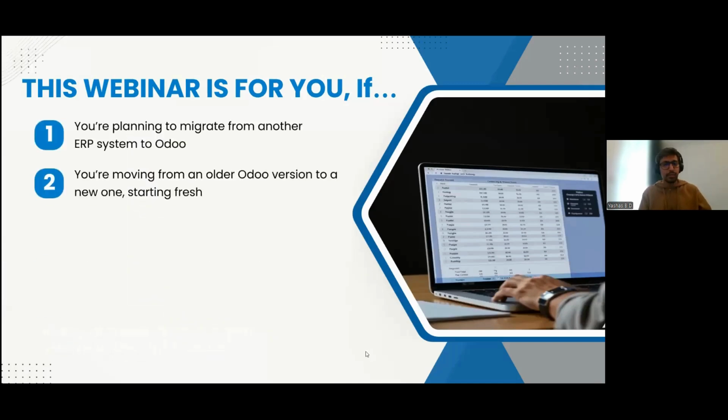This webinar will be most applicable for anybody who is planning to migrate from one ERP tool to another. For example, it could be SAP or Microsoft, or Tally or Sage, or any other ERP tool to Odoo, or from an older version of Odoo. Odoo keeps upgrading its versions every year. Now the recent version is version 18, and in the next 4 months, version 19 is going to come up.